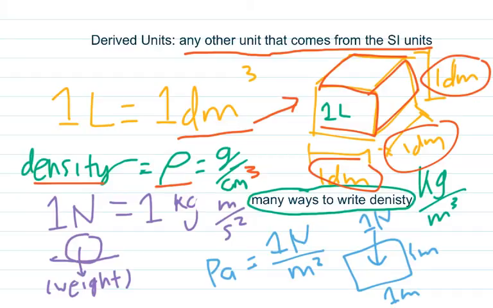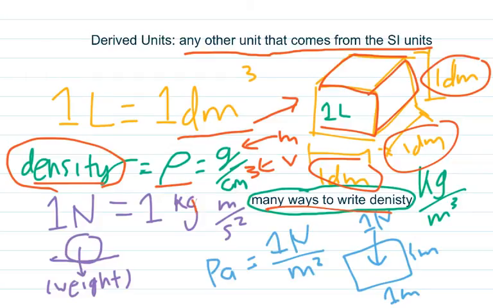And we could also write density as kilograms per meter cubed, because as long as you have the mass on top and volume on bottom, it's technically density, because density is a measure of how much mass there is per unit of volume. So many ways to write density.